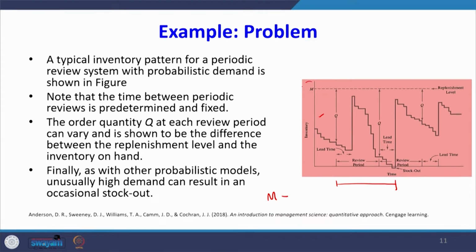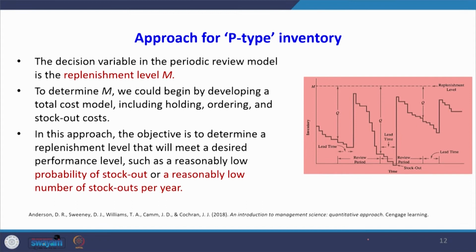So, this m and the inventory on hand, that is your h. So, q equal to m minus h. Finally, as with other probabilistic models, unusually high demand can result in an occasional stock out. You see that there is a possibility of stock out. So, how are we going to solve it? What approach for solving the P-type inventory problems?